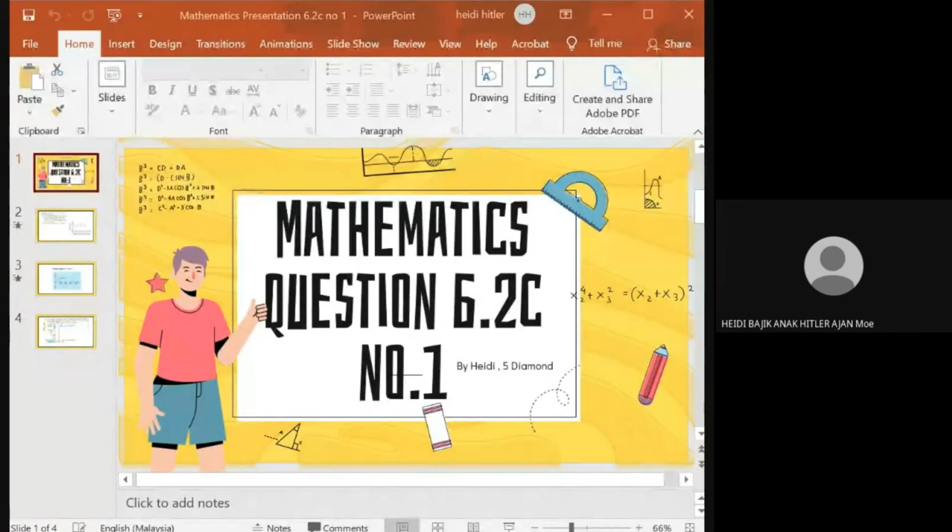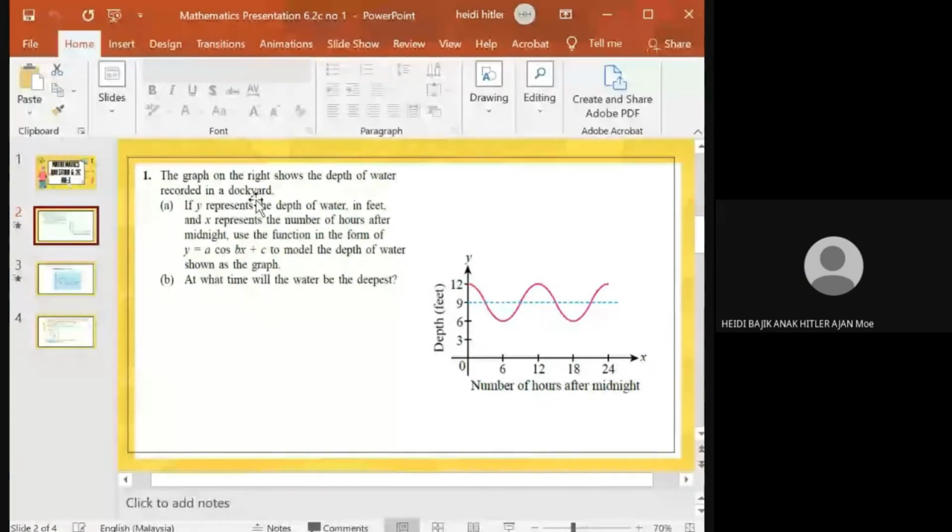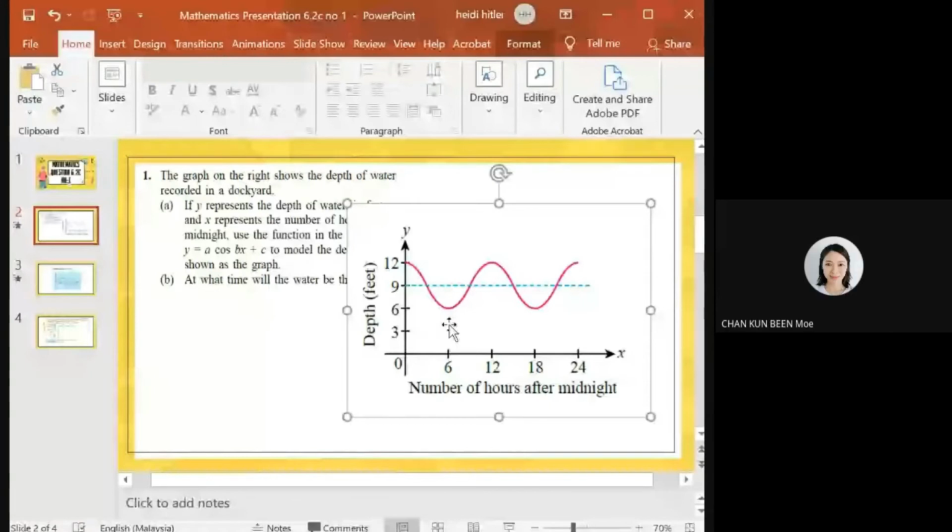So first of all, we have to look at the question. The graph on the right shows the depth of water recorded in a dockyard. If y represents the depth of water in feet and x represents the number of hours after midnight, use the function in the form of y equals a cosine bx plus c to model the depth of water shown in the graph. So we have to use this graph to solve this question.